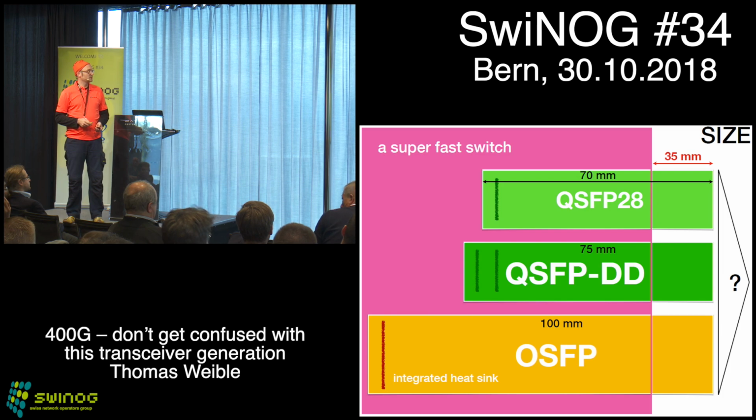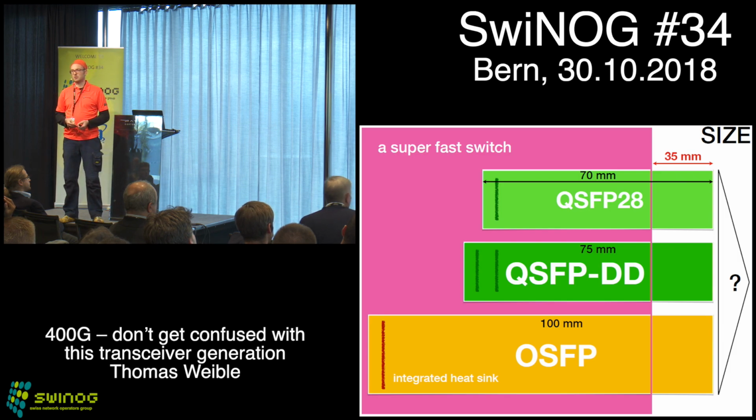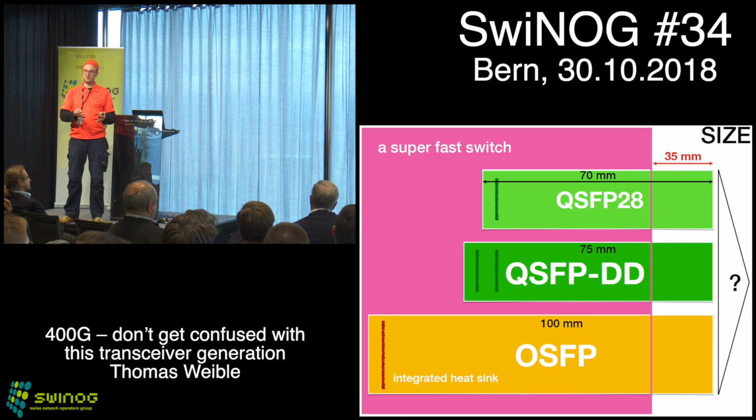From the application point of view, or the form factor point of view, how will it look? You might be familiar with the current 100 gigabit solution, the QSFP-28, which is shown up there. It has one connector connecting to our superfast switch, and that's the current generation for the 100 gigabit transceivers. Now, for the 400 gigabit one, the QSFP-DD is introduced. The DD stands for double density, and the great thing about the QSFP-DD is that the slot itself is backwards compatible to a QSFP-28, and that's pretty cool.